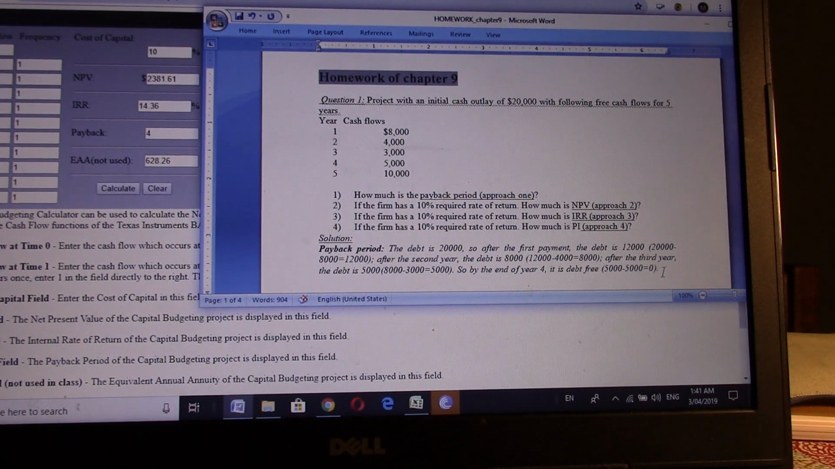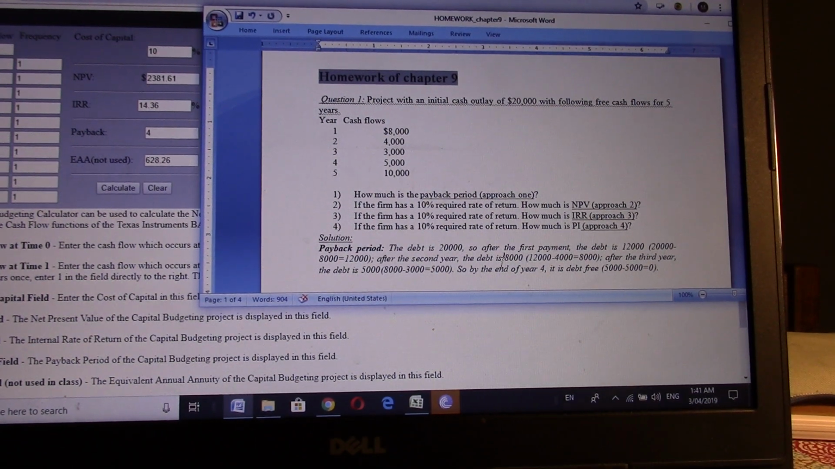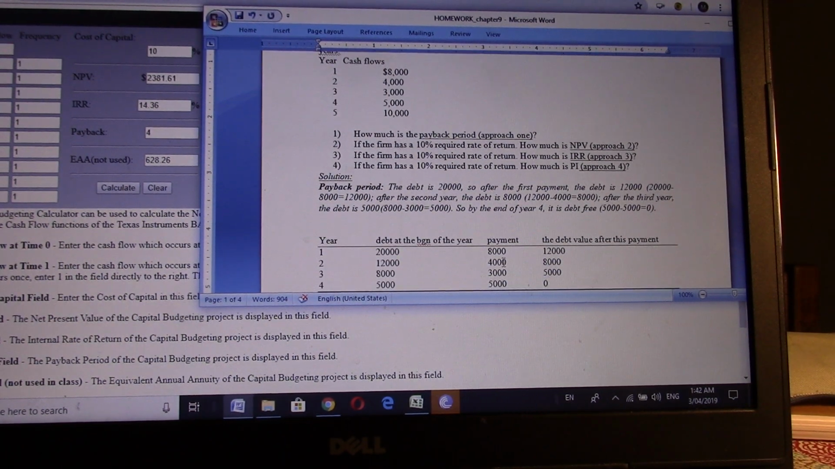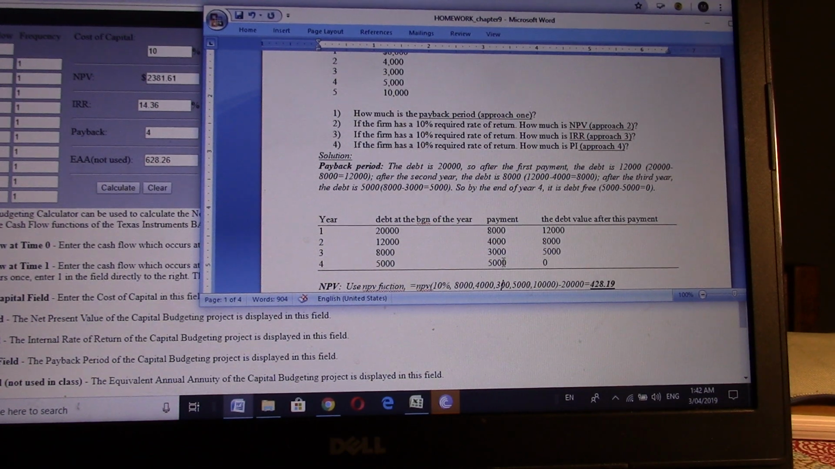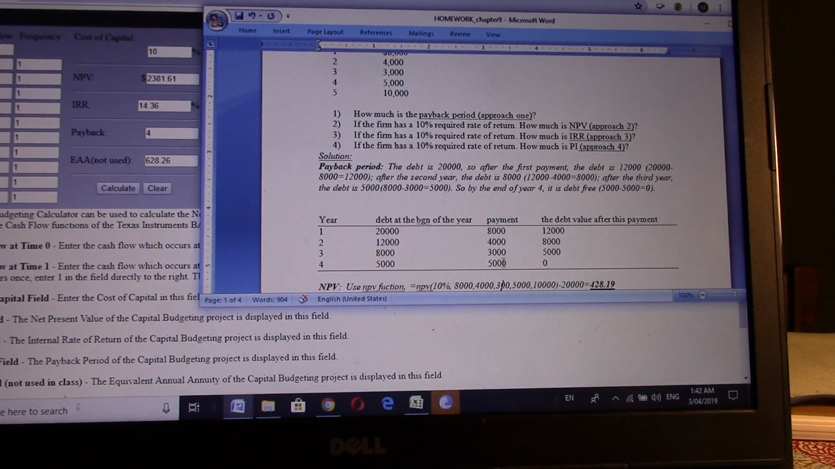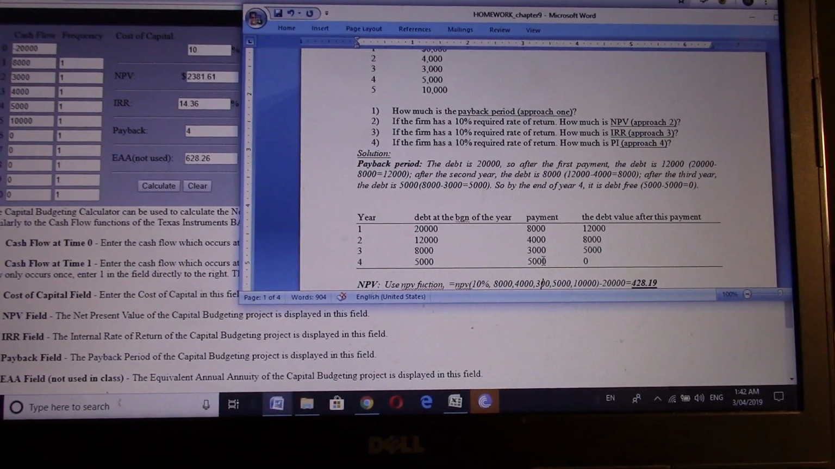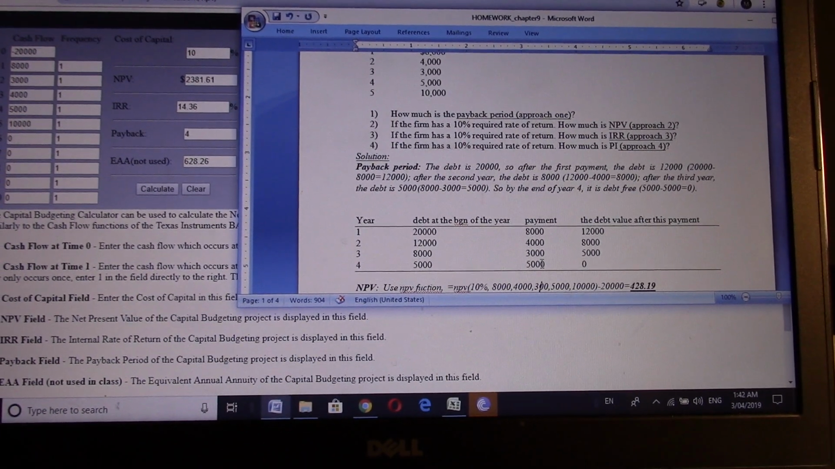For NPV, you can use Excel. For IRR, you use Excel. For the payback period, you have to work it out by figuring out how long it takes to pay back the debt. In this case, it should be 4 years.